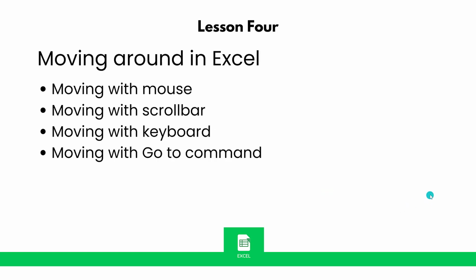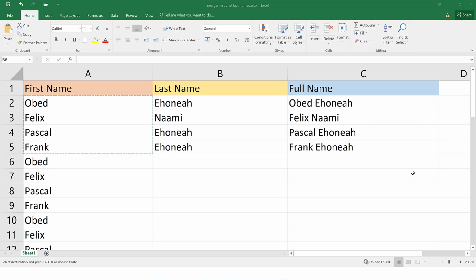In this lesson, we are looking at how to move around in Excel, and we'll be taking a look at how to use a mouse, the scroll bar, the keyboard, and the go to command as well to move around in Excel. So let's switch to a sample spreadsheet that I've created. This is just dummy data I've input in here, and we are going to play around with it a bit.